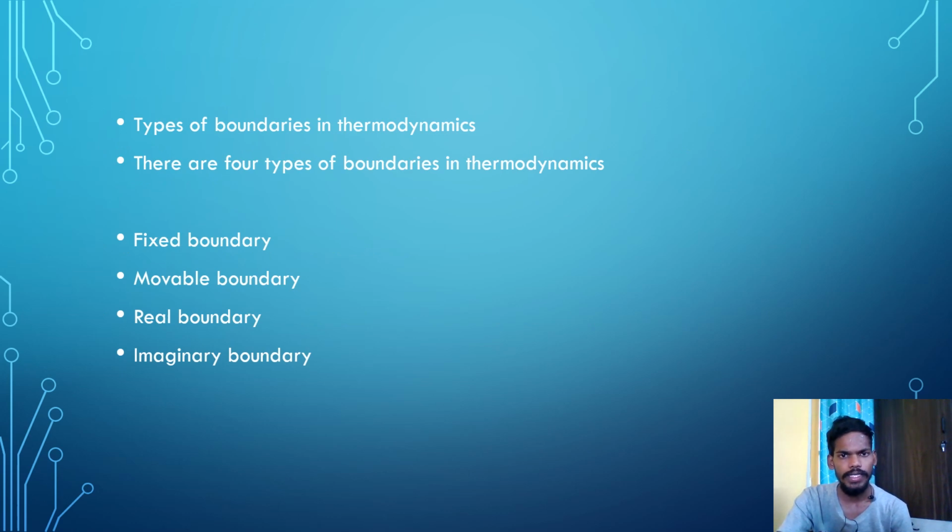Types of boundaries in thermodynamics. There are four types of boundaries in thermodynamics. First one is fixed boundary, and the second is movable boundary. Third one is real boundary. The last, fourth one is imaginary boundary.